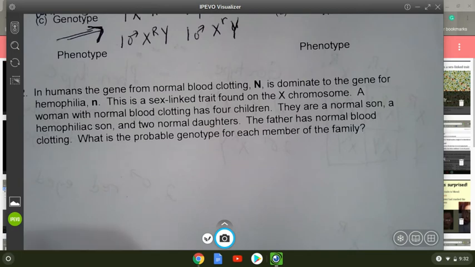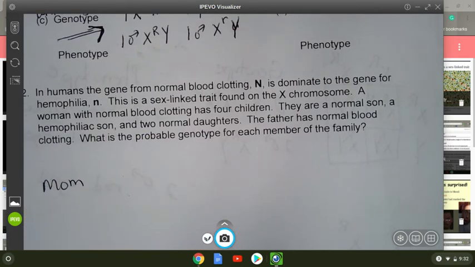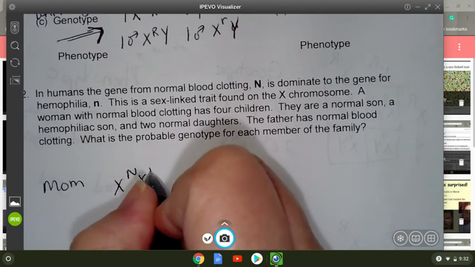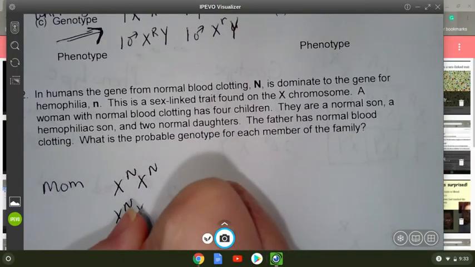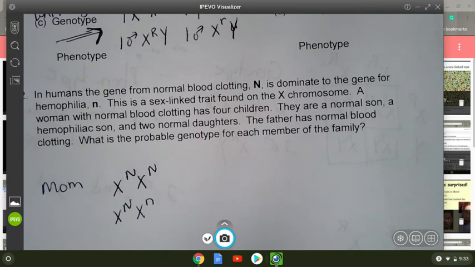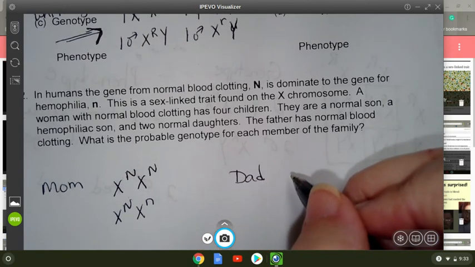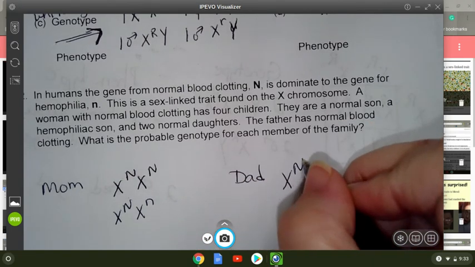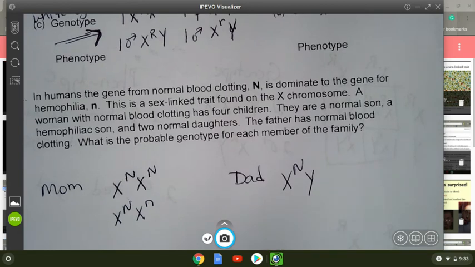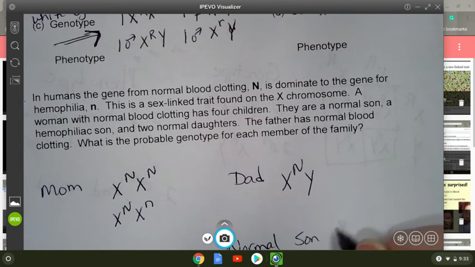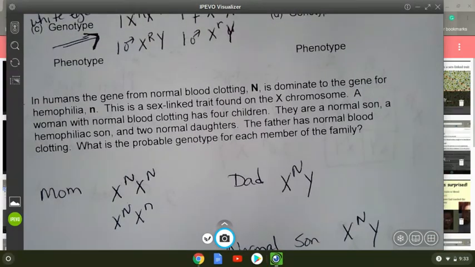So the mom, she has normal blood clotting, okay? But she can have 2 things. She can have big N, or she can have big N, little n. So she has 2 possible genotypes, so we're not sure which one hers is yet. The dad, or the father, is said to be normal blood clotting. Since he only has one X, it has to be a big N with him, okay? So they have a normal son, and since he only has one X, his has to be a big N as well.